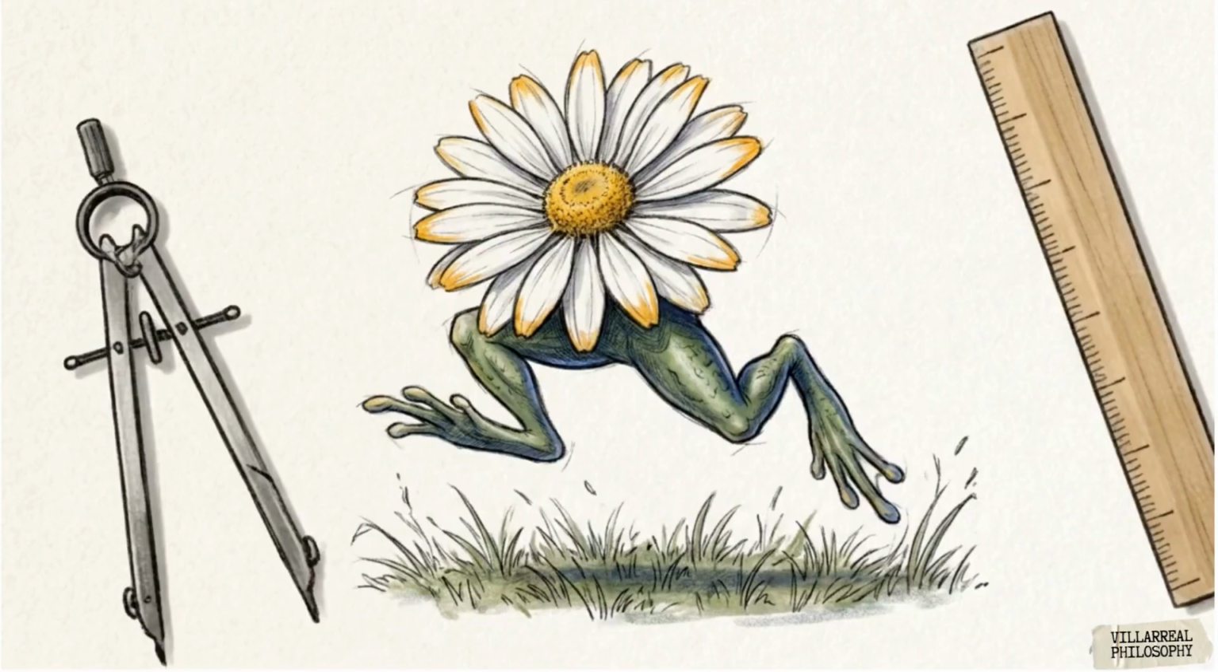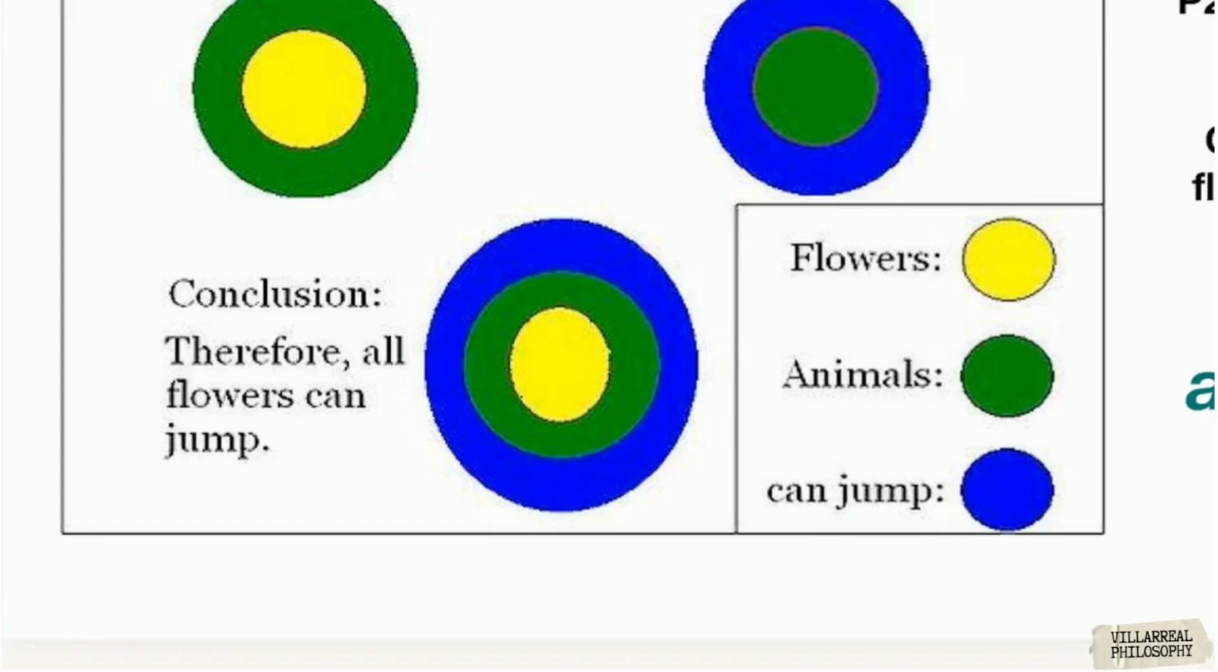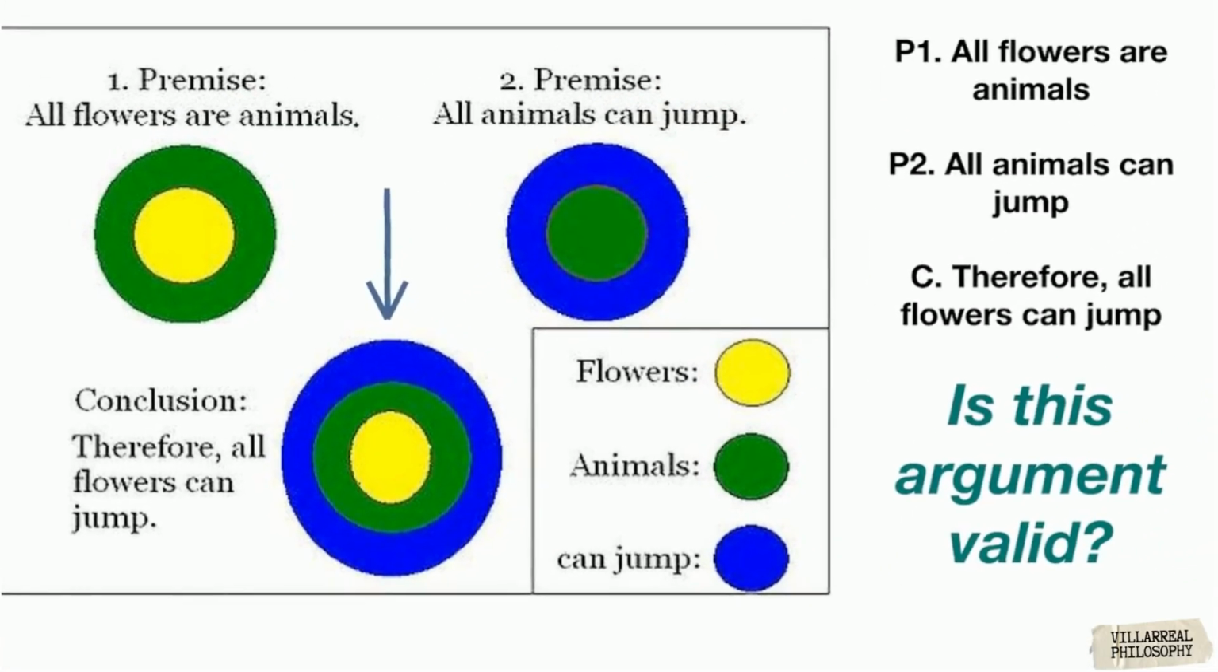For example, imagine I say, all flowers are animals. All animals can jump. Therefore, all flowers can jump. This diagram shows why that statement is technically valid. Because the flower circle is inside the animal circle, the path to the jumping circle is perfectly clear. The shape works, even though the facts are absurd.